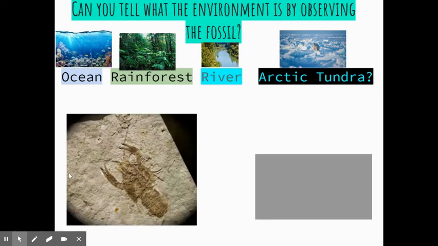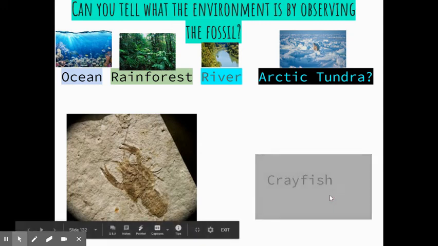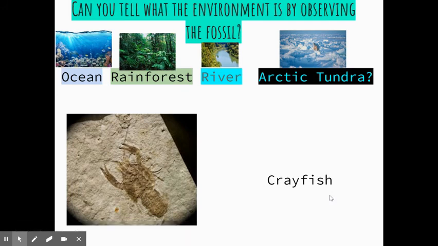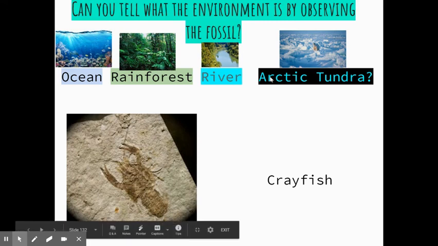Okay, here's another one. It's an animal. Where would you find it? In the ocean, rainforest, river, or Arctic tundra? This one's a little tricky. Okay, so this specific fossil is a crayfish. If you don't know what that is, it's usually something you use for bait. You find it in rivers. So the environment is a river.